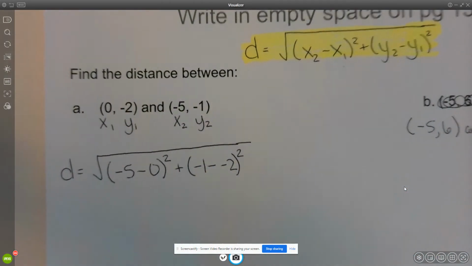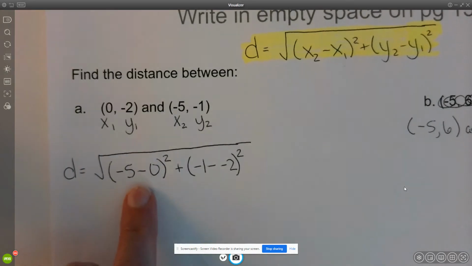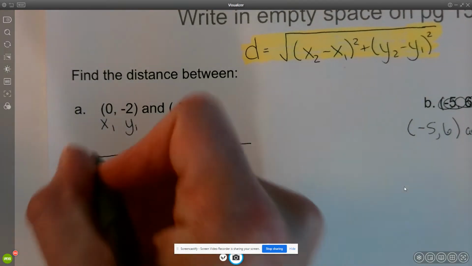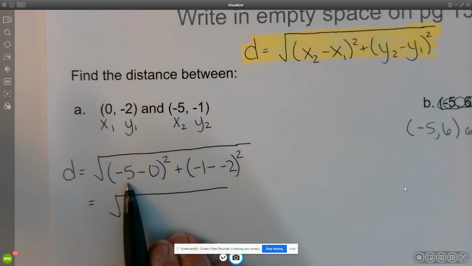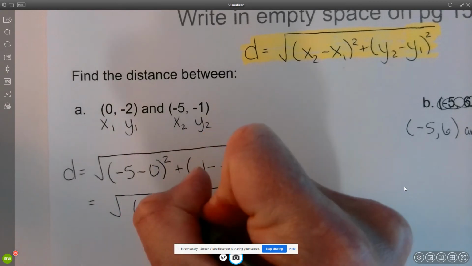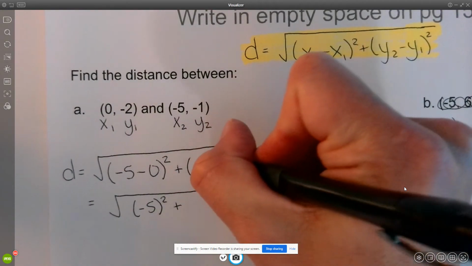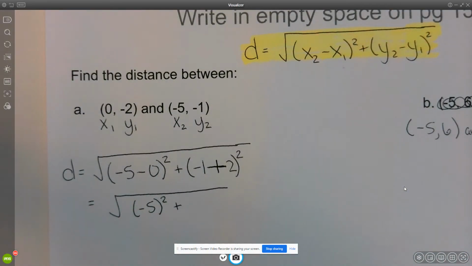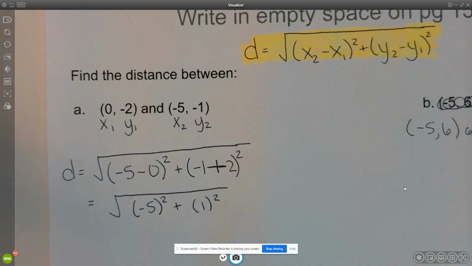Now, I would not try to type this all in on your calculator at once. It's easy to make mistakes. So I would do what's in parentheses first. So 5 minus 0 is 5. And -1 minus -2, that's the same as adding. So -1 plus 2 is 1.